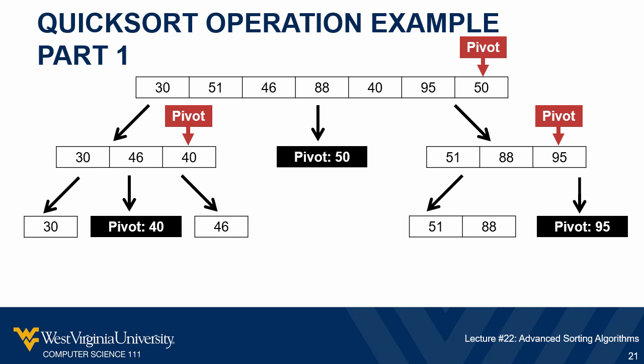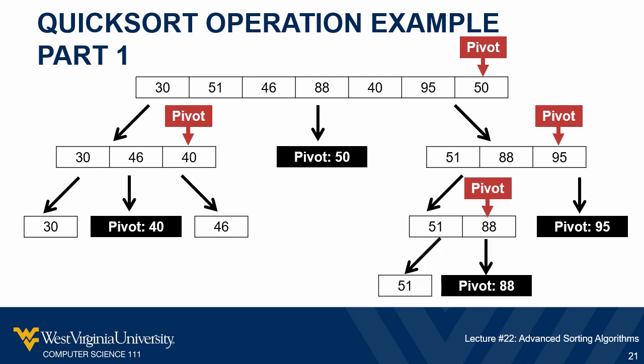I have to keep recursively partitioning things until I'm down to groups of just one item. So in the case of my left partition here, where I had this pivot point 40, I'm down to 30 and 46. There's one item here. I don't need to partition this anymore. But I had to do another partition of this group where the pivot was 95 because I had two items that were smaller. I picked 88 as the pivot point, so then I've got one item that's smaller, 51, and then I've got my pivot point of 88.